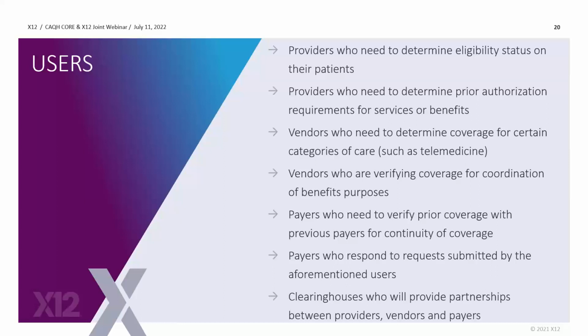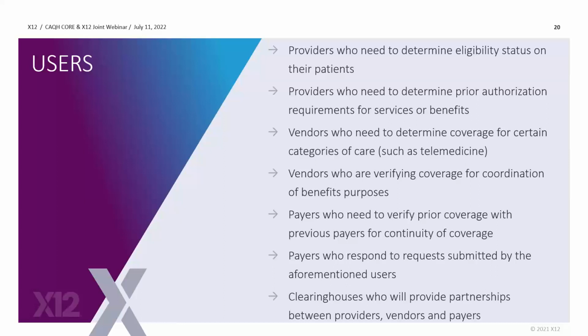Payers who need to verify prior coverage with previous payers for continuity of coverage. A lot of folks know in the interoperability world with some of the newer HL7 standards that there is continuity of coverage with the clinical data exchange transactions or FHIR exchanges, but the 270, 271 has been able to do that for years because the 270, 271 can support payer-to-payer exchanges, provider-to-provider exchanges, vendor-to-vendor exchanges. It all depends on the context of the business need and how you create and structure the transaction on what level of support could be required.